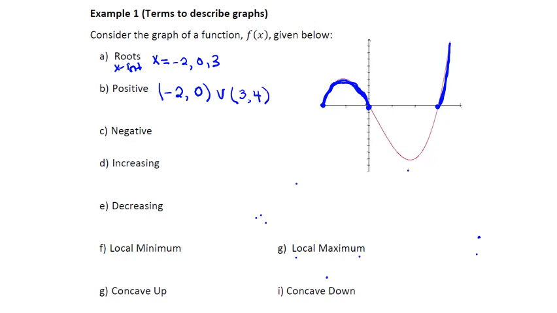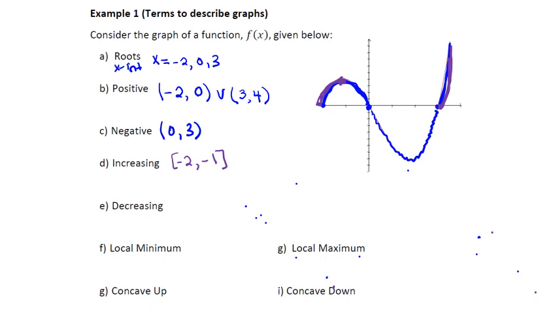Left x, right x. If I'm asked for where the graph is negative, then I'm looking for values below the x-axis, and that happens from x is 0 to x is 3. So interval notation, x is 0 to x is 3, and that's the only place I have negative values.